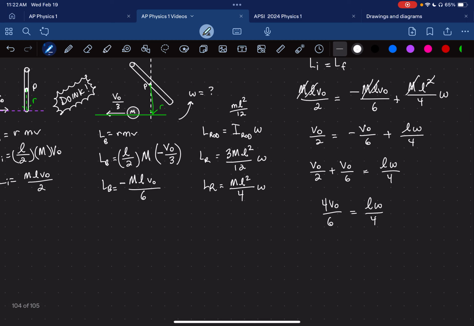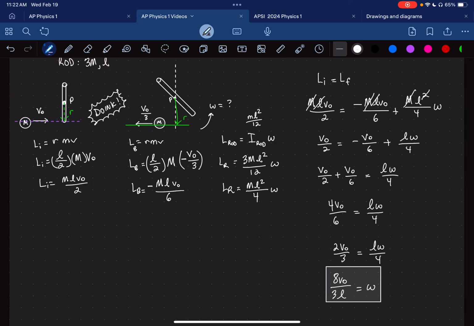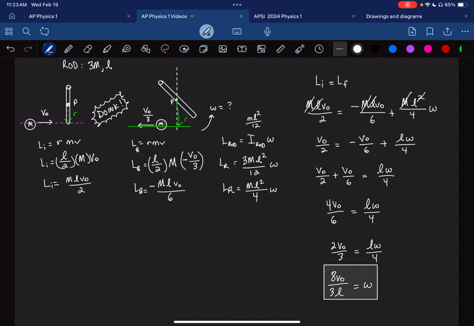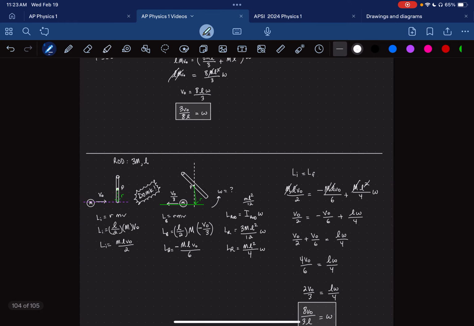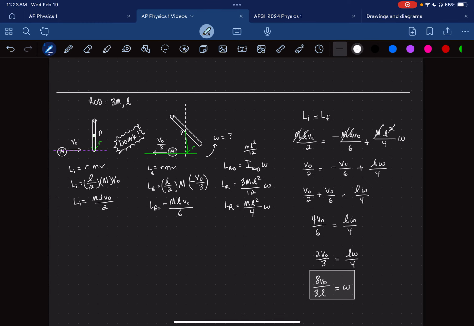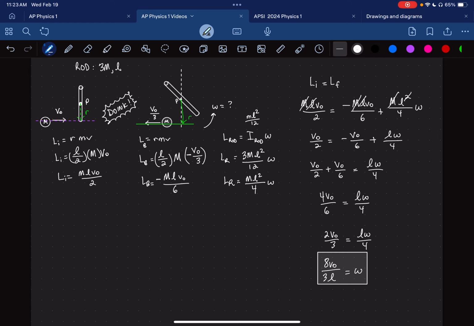which I'm just going to reduce real quick. This is 2 V naught over 3. And if we multiply by a 4 and divide by an L, we should get 8 V naught over 3 L is equal to omega. Kind of similar to the last one, right? You have a term that's V naught over L. Okay, but that's it.